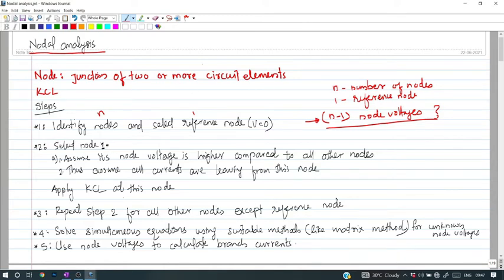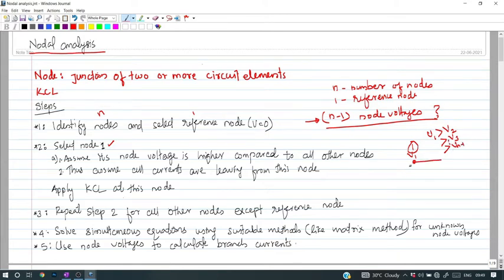We are going to select node 1, and as I mentioned earlier, we need to assume its node voltage. The node voltage under consideration: node 1 voltage is higher compared to node 2 voltage, node 3 voltage, etc., up to n minus 1 node voltages. Then based on that assumption, we can say that all currents are leaving from this node. Which node? Node 1. Say its potential is V1. Since V1 is greater than node 2 voltage, which is greater than node 3 voltage, which is greater than node n minus 1 voltage, etc.